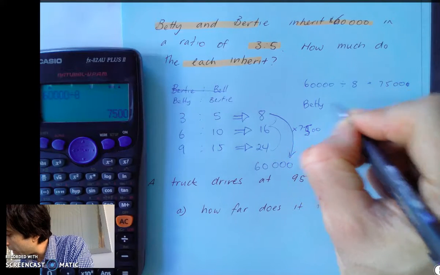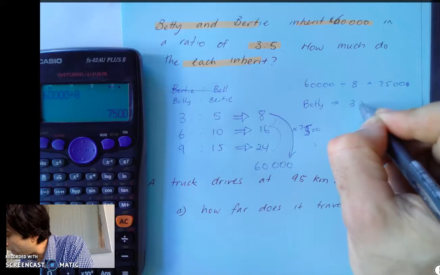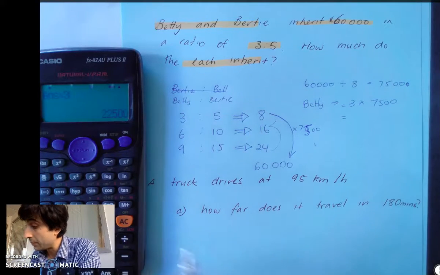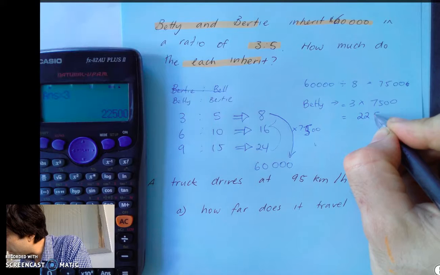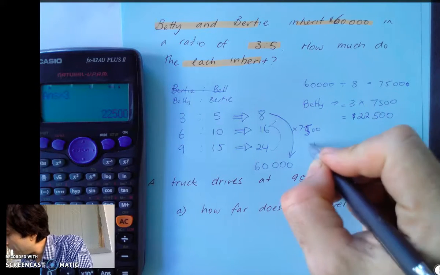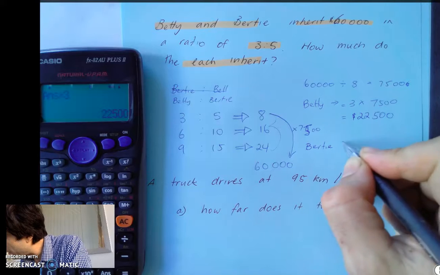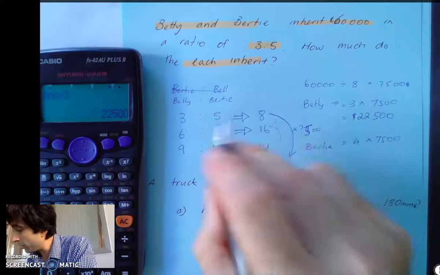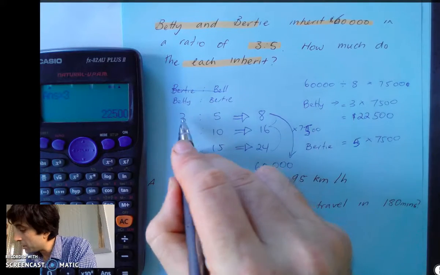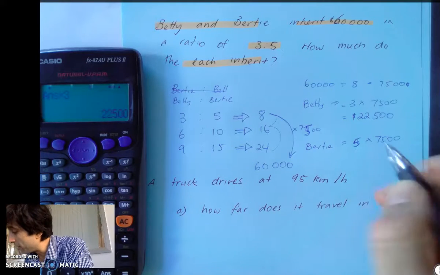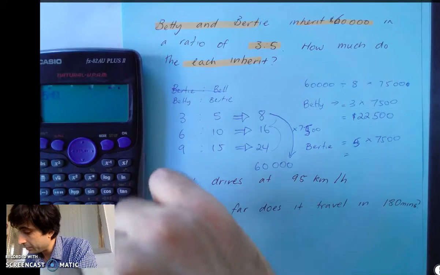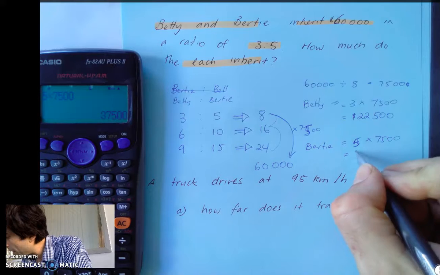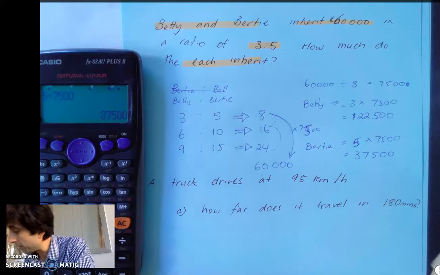Betty would be getting 3 times $7,500, which is $22,500, and Bertie would be getting 5 times $7,500. Where did I get 3 and 5 from? Well, from the ratio. 5 times 7,500 is 37,500.